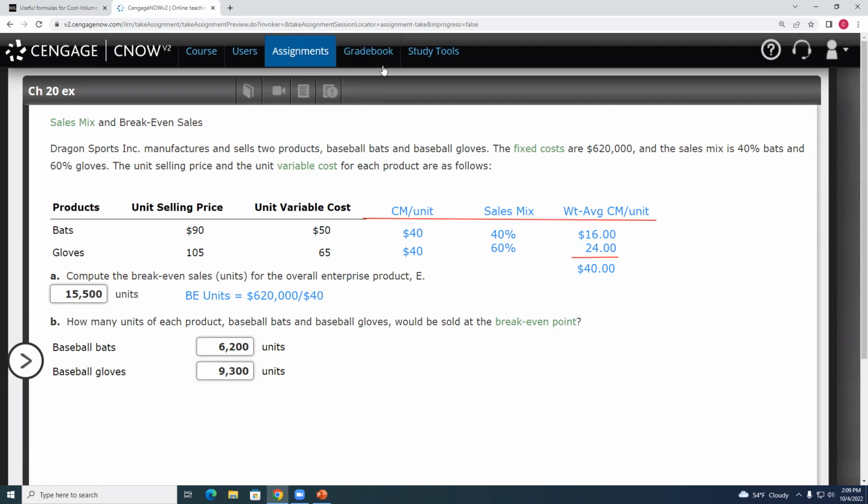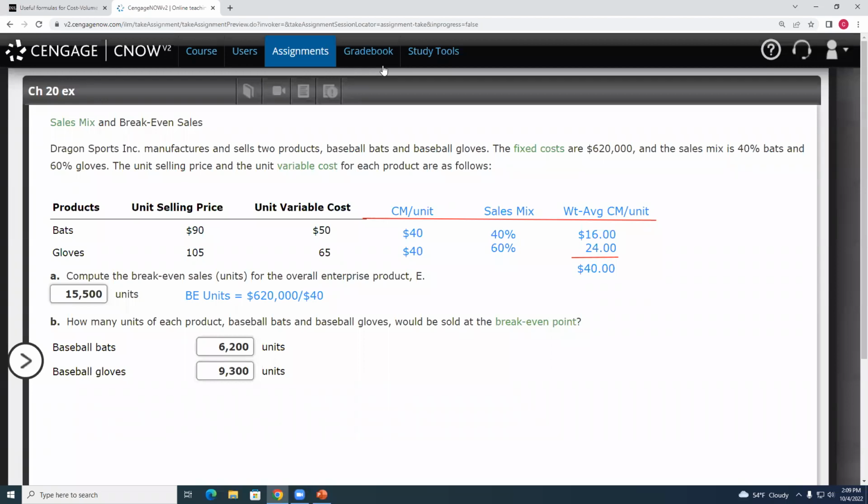If you were in business, if you were trying to manage your company, you might also be interested in, well, what are our total revenues? So how do we go from our units to our revenues? What do we need to do? If we sell 6,200 bats, how much revenue is that going to contribute? How do we find that number? How do we convert units into revenues?